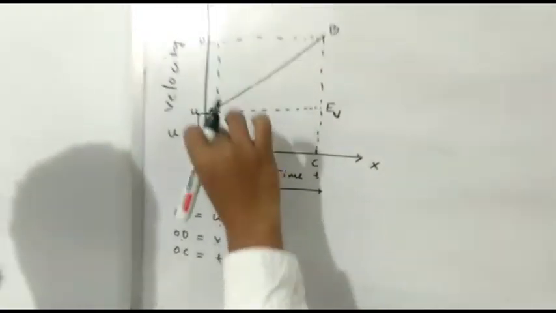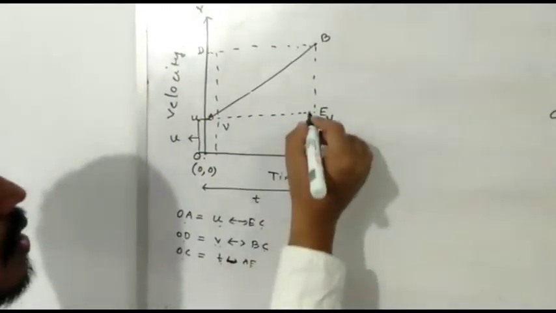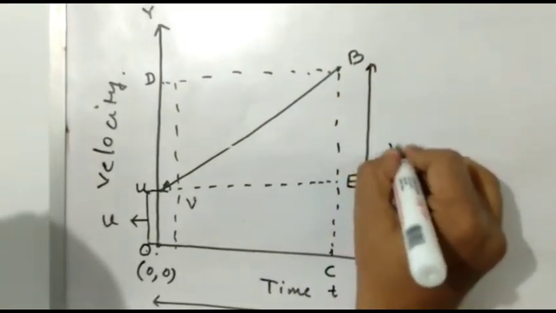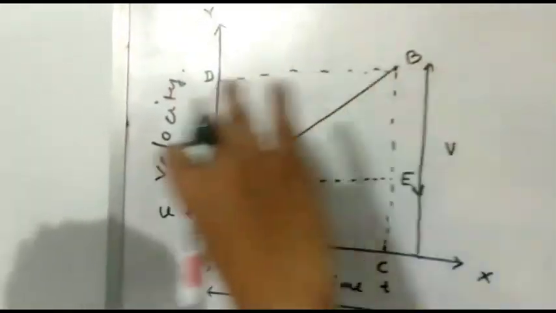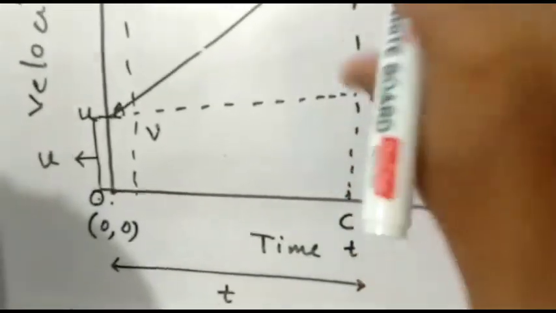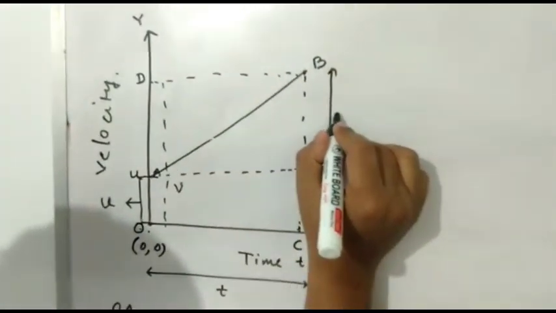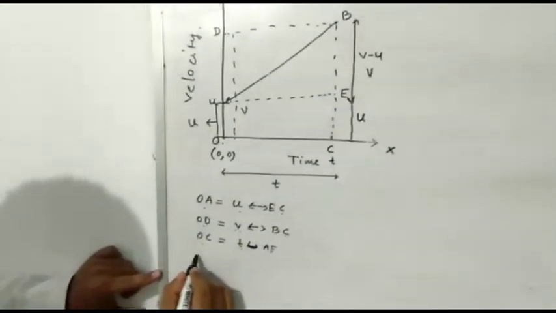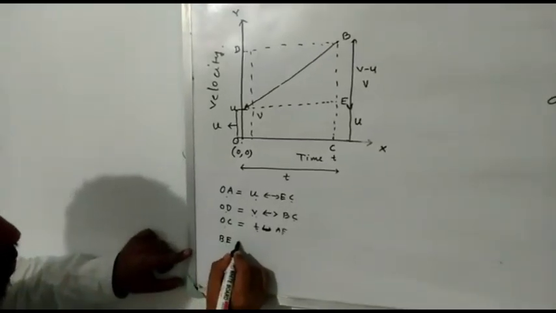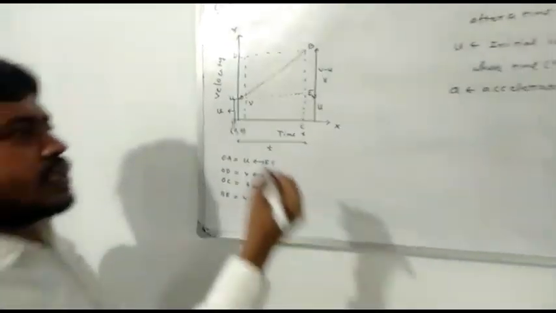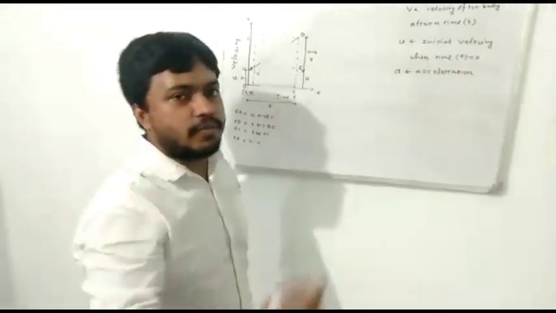Now students, if OD equal to v and OA equal to u, this entire part is also v according to the situation, because both lines are parallel to each other. So EC will be u. Now what is the value of BE? The value of BE equal to v minus u. So the length BE equals v minus u. Is it clear? Now can students find the value of acceleration from this graph?